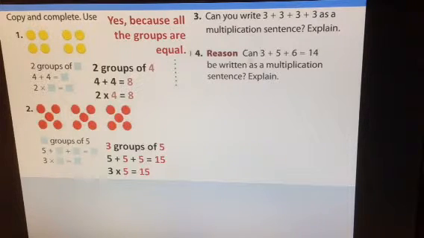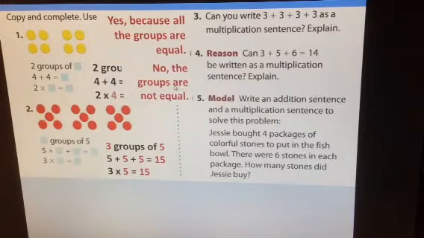How about this one? Can 3 plus 5 plus 6 equals 14 be written as a multiplication sentence? Explain. No, the groups are not equal. You have a group of 3 followed by a group of 5 followed by a group of 6. You can definitely add these numbers to find the answer, but you cannot multiply to find the answer there.